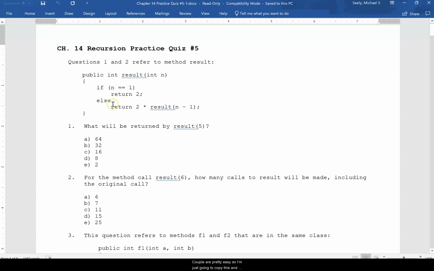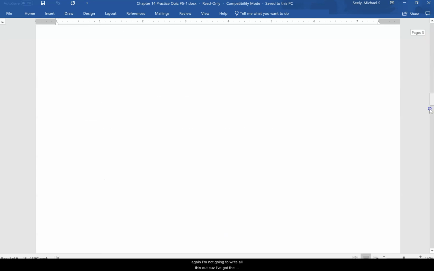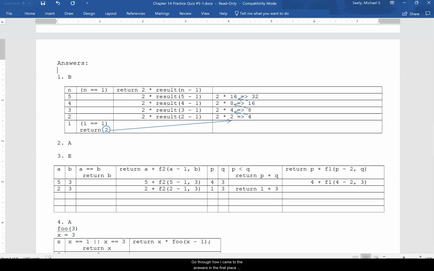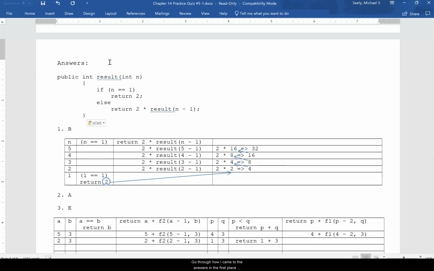First couple are pretty easy, so I'm just going to copy this, and again, I'm not going to write all this out because I've got the answers down here, and it's probably best just for me to go through how I came to the answers in the first place.